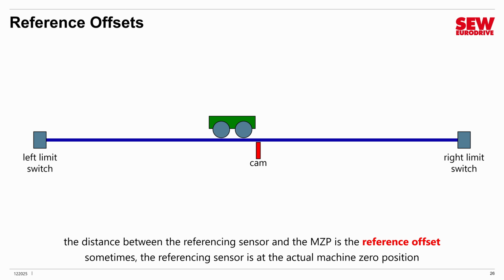Sometimes, in fact, the referencing sensor really is at the actual machine 0 position. In this case, for example, we have a referencing cam, and let's say it's sitting right at the MZP. Now, if we've just referenced our application, it's moved to the cam, it's touched it, it's just backed away, and it's stopped, it is currently at 0. So we would say its reference offset is 0 as well. In other words, there's no difference between the location of the cam and the MZP.